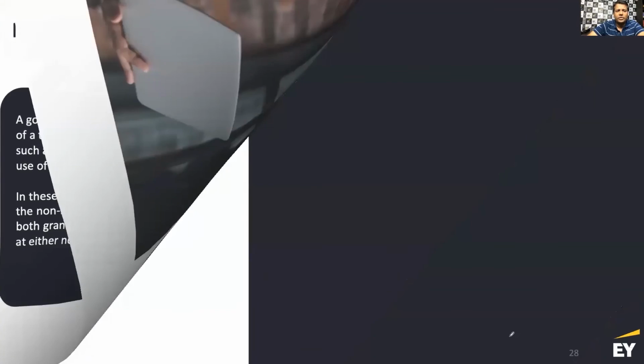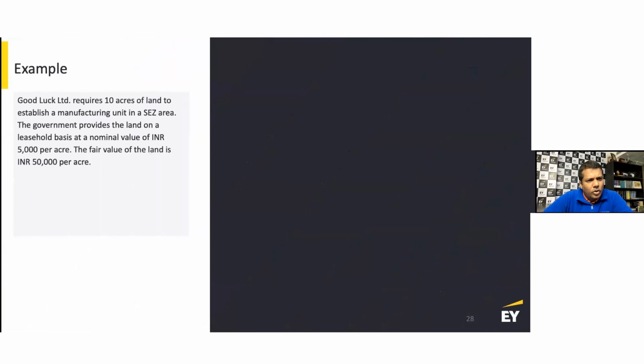So here, Good Luck Limited requires 10 acres of land to establish a manufacturing unit in a SEZ area. The government provides the land on a leasehold basis at a nominal value of INR 5,000 per acre. Okay, nominal value of INR 5,000 per acre. The fair value of the land is INR 50,000 per acre. Okay, how much am I required to pay here? 5,000. Fair value is 50,000. Now again, you are required to calculate the amount of the government grant to be recognized by Good Luck Limited.